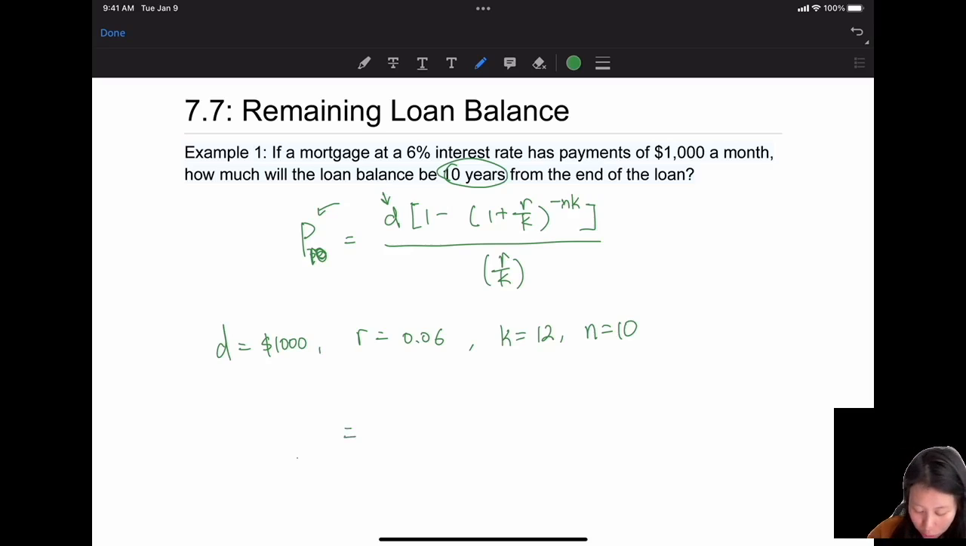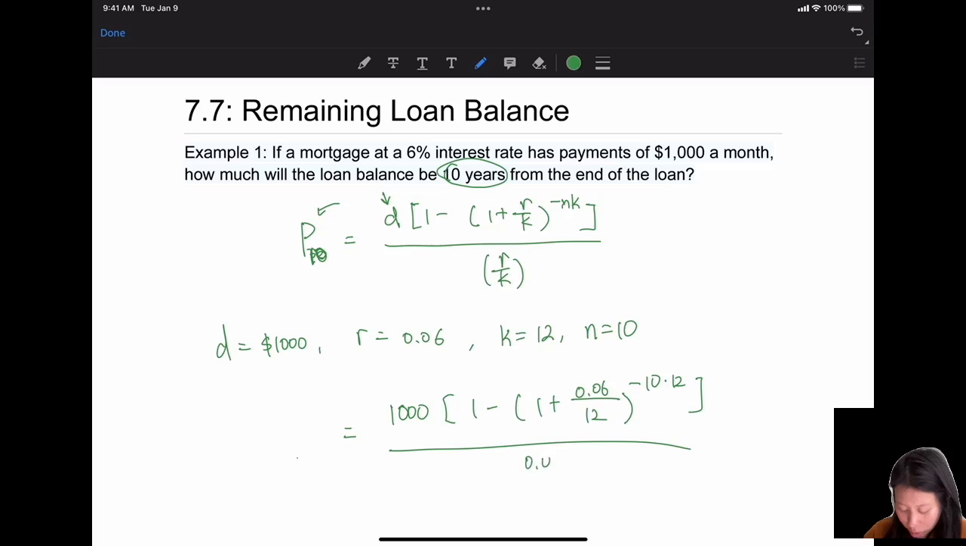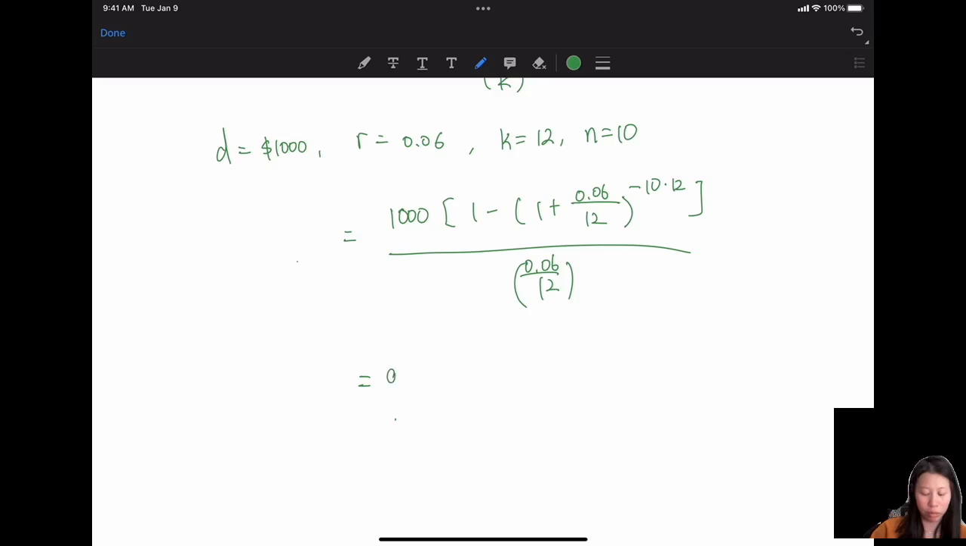So we substitute these numbers, and we will have 1,000 times 1 minus (1 plus 0.06 over 12) to the negative 10 times 12, over 0.06 over 12. Then use your calculator to calculate that. You will have $19,073.45.